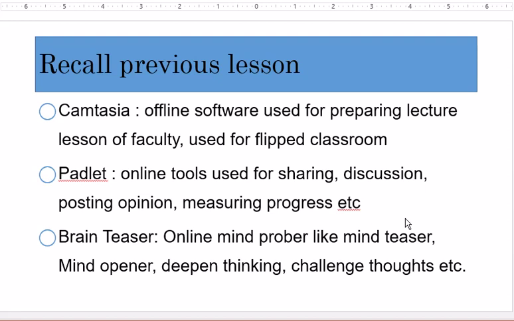Brain teasers are actually to provoke the minds of students, because if you begin a lesson all of a sudden with sleeping minds, students will not be able to understand what you are talking about. So in order to open everyone's mind, we use the brain teasers in the beginning, in the middle, and even towards the end of the lessons.